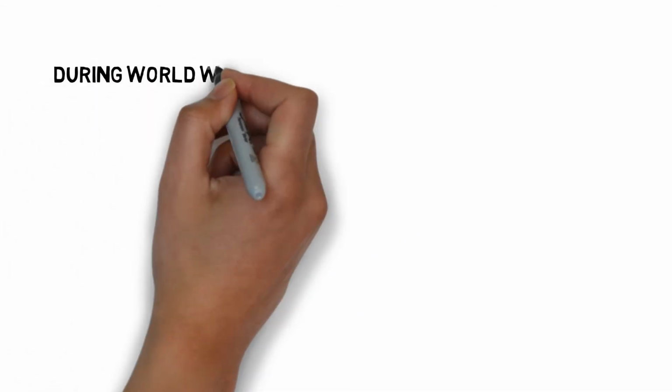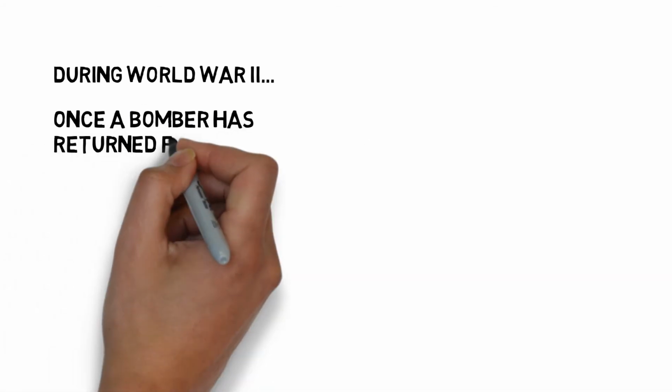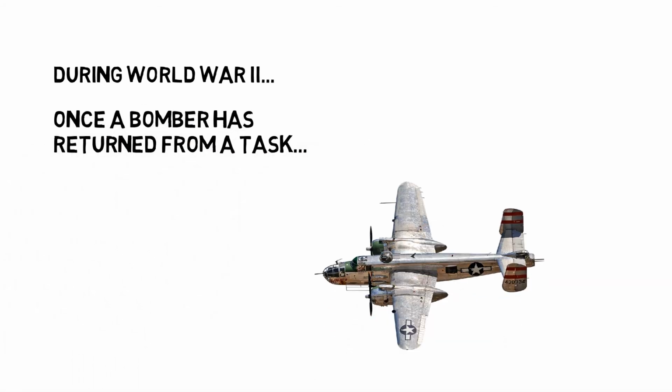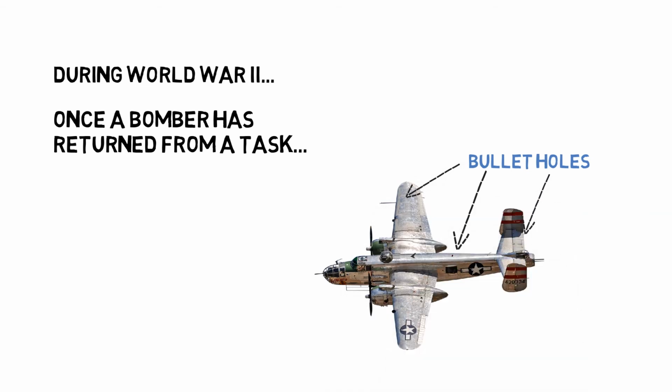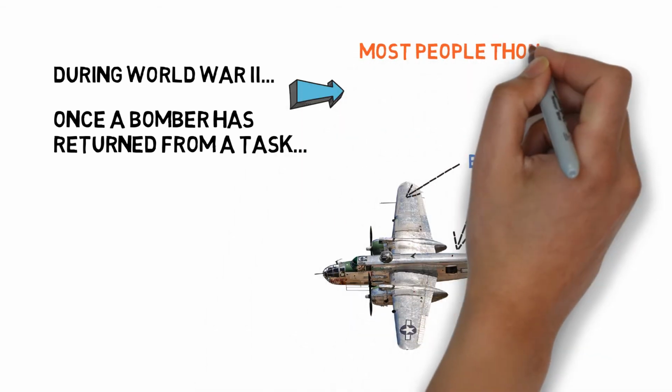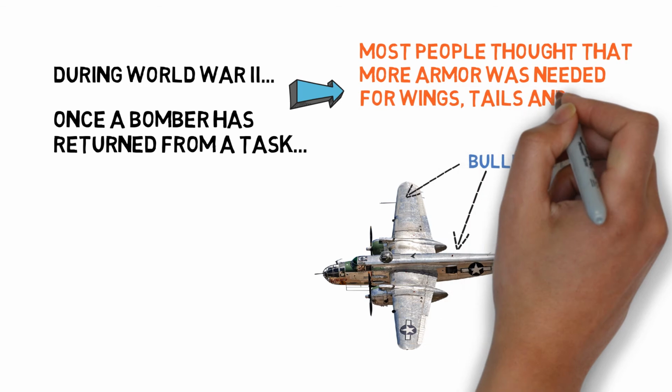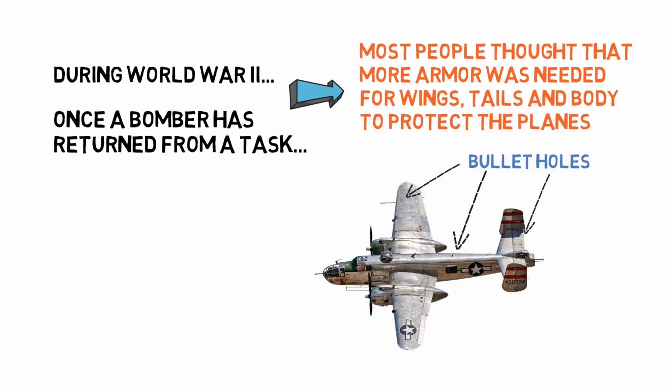There is a famous story in World War II which is a typical example of this bias. The United States Air Force found that once a bomber has returned from a task, it gets lots of bullet holes on its wings, tails and body. So, most people thought that more armor was needed for those places to protect the planes. However, Mr. Abraham Wald raised a totally different idea.